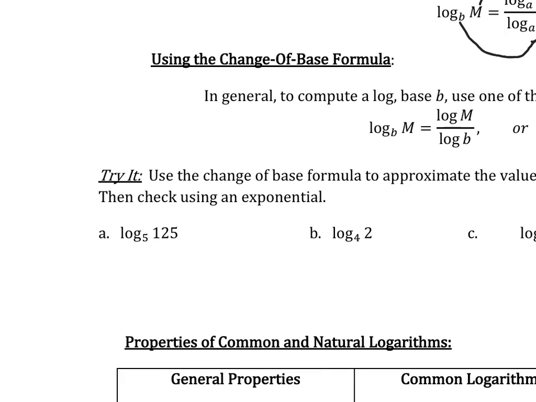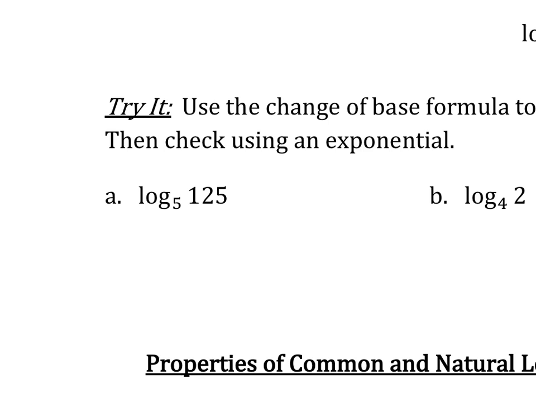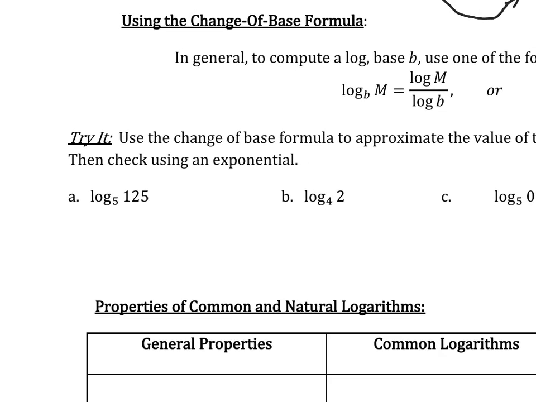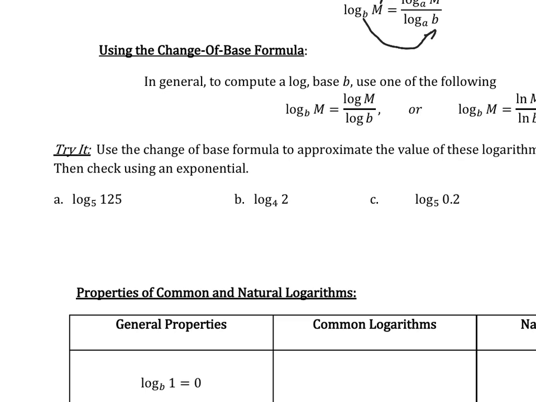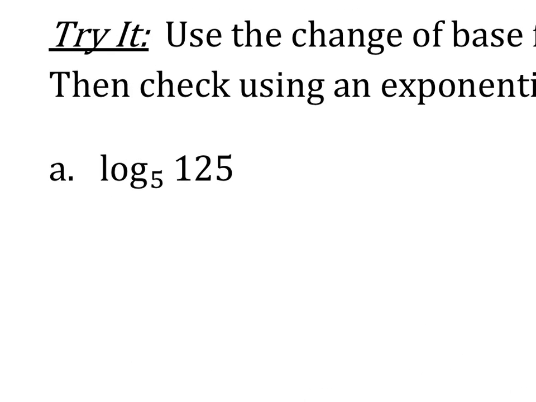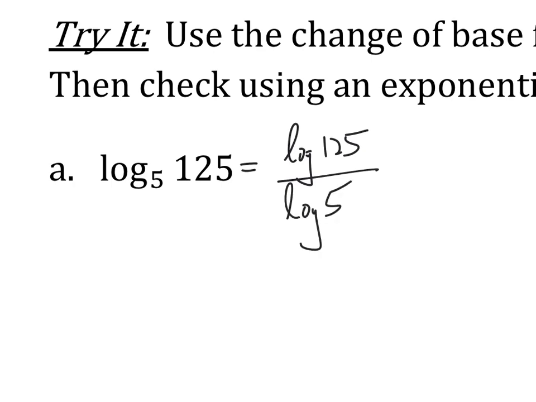Okay? So in other words, here we have a log. Now, if you think about this, the question here is, what is the exponent you put on 5 to get 125? Well, the exponent you put on 5 to get 125 is 3. This thing should come out to be 3. But we're going to use that change of base formula to find the value of these logarithms. So log base 5 of 125. Well, we can approximate that by going common log of 125 over the log of 5.